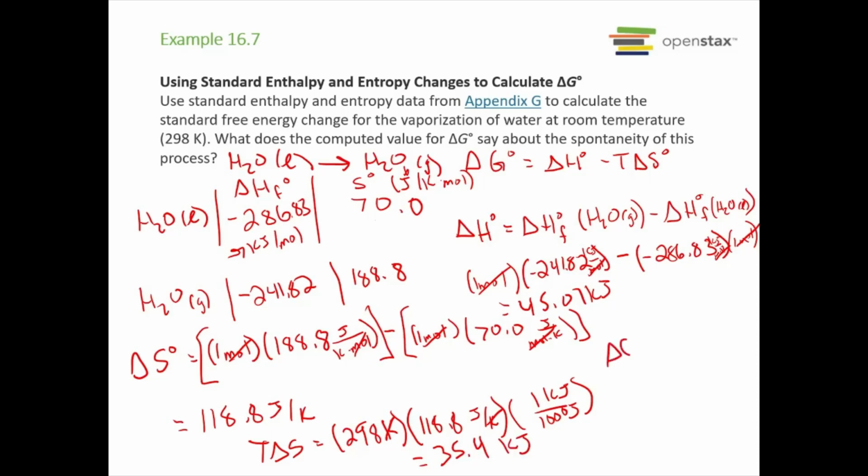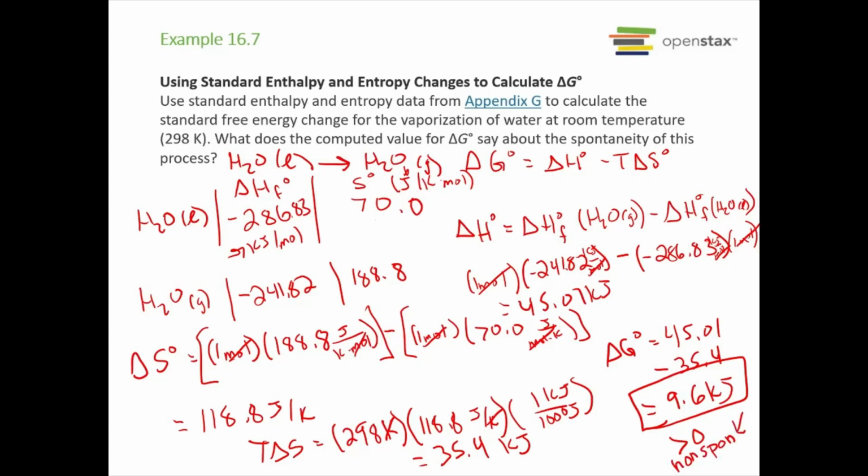So delta G naught is going to equal delta H, which is 45.01, minus T delta S, 35.4. And so this gives us 9.6 kilojoules. So this is a positive delta G. This is greater than 0, so this is non-spontaneous. Remember, for spontaneity, delta G has to be less than 0. It has to be negative. So since delta G here is greater than 0, this is a non-spontaneous process at this temperature. But remember, temperature plays a role.